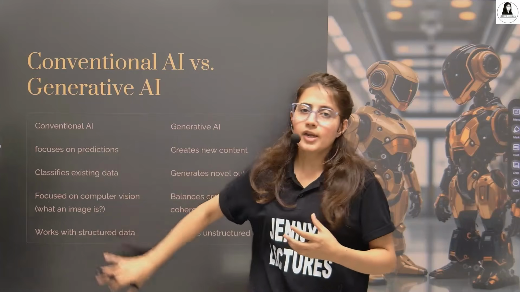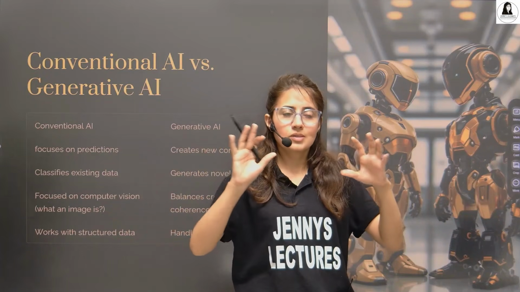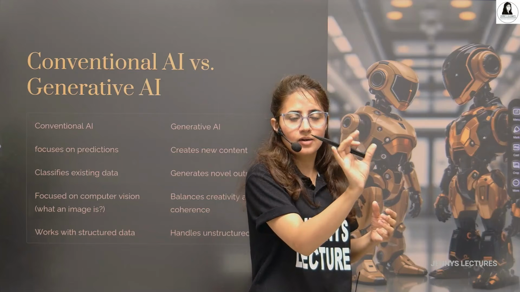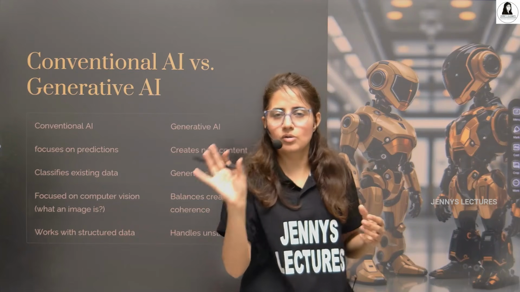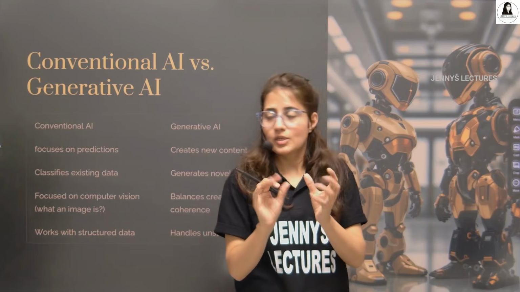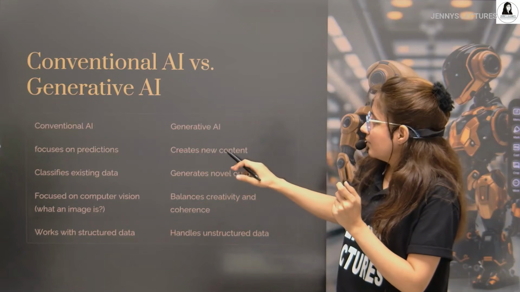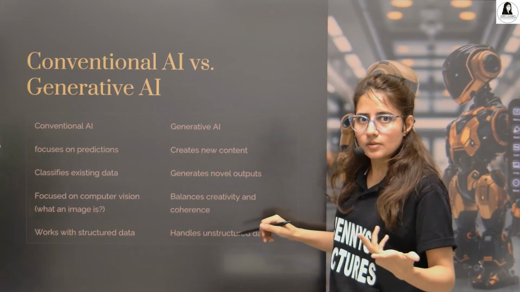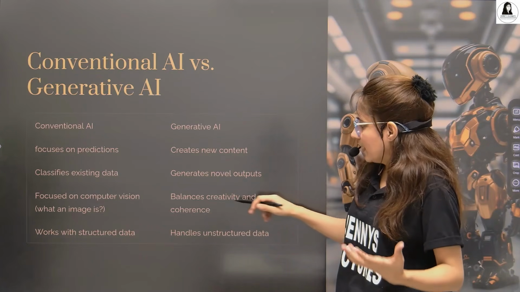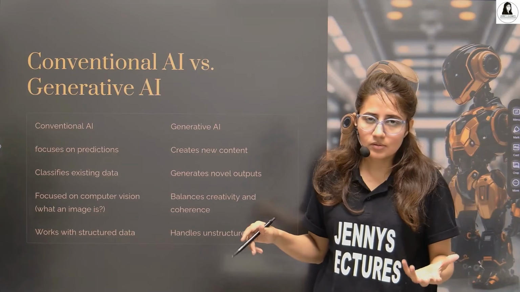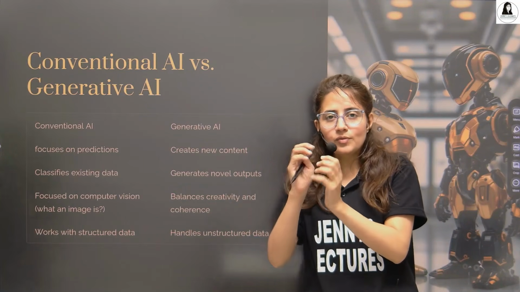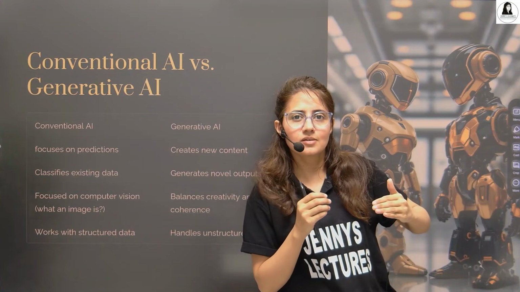Conventional systems are trained on a huge set of structured data, like labeled data. This image is a dog, it's not a cat, or like this. They work on structured, labeled data in most cases. But generative AI systems create new content, like ChatGPT. They also generate novel outputs, balancing creativity and coherence. They are creative, and whatever they generate makes sense.